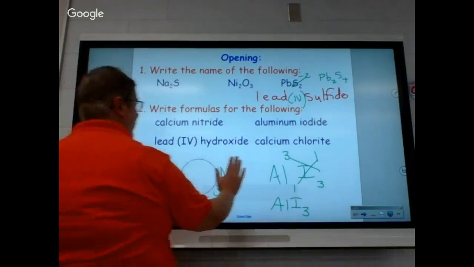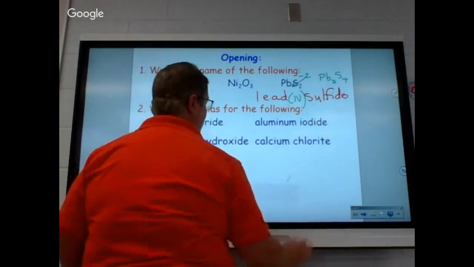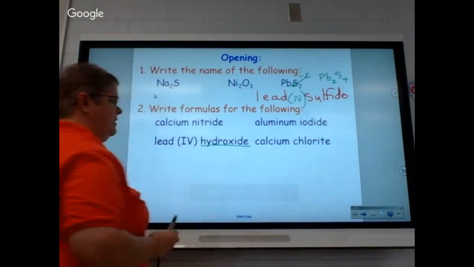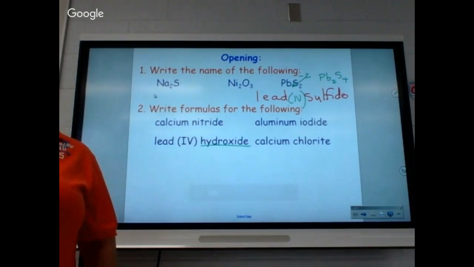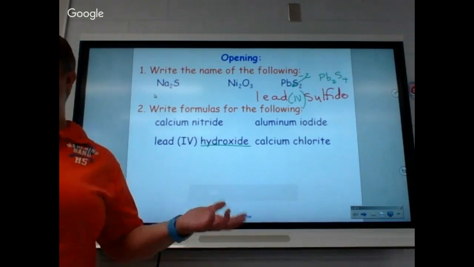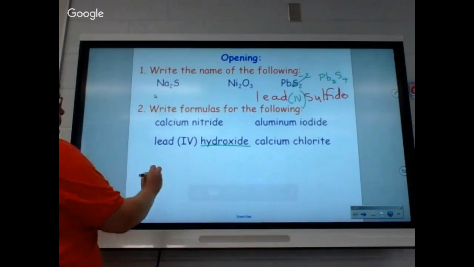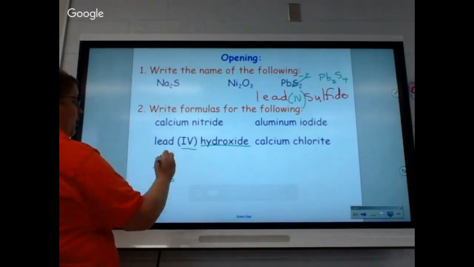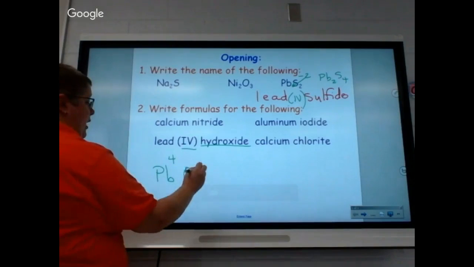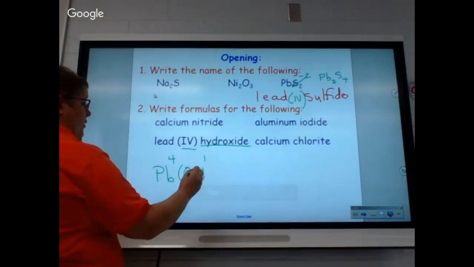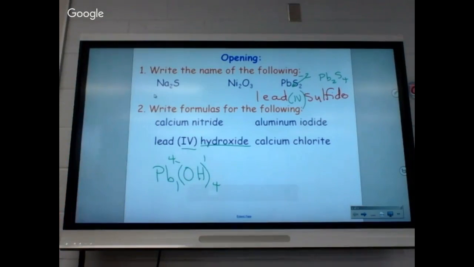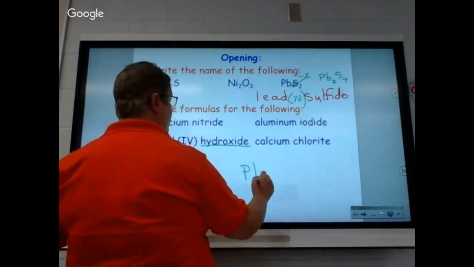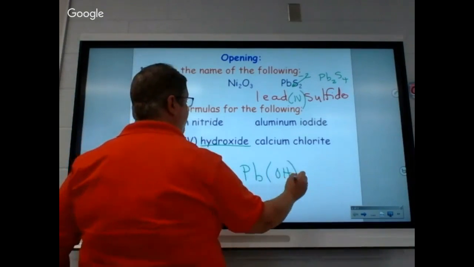Okay. The last 2 have the polyatomic ions in it. I gave you this one today because it's an exception. There are 2 polyatomic ions that end in IDE that are exceptions. Cyanide and hydroxide. Okay? They're both listed on your sheet, so it's not like you have to memorize them. You just got to find them. So lead is Pb. It has an oxidation number of 4, and hydroxide is OH with a 1. Parentheses, bring your 4 down, bring your 1 down, and so your formula is Pb(OH)4.